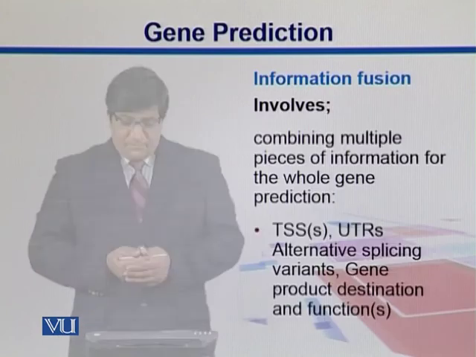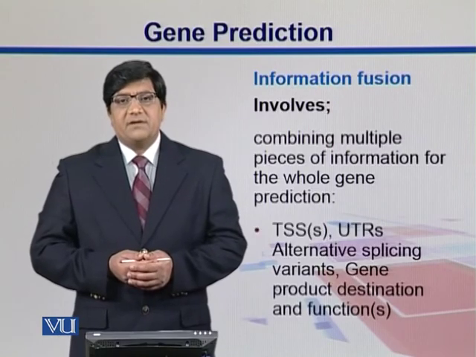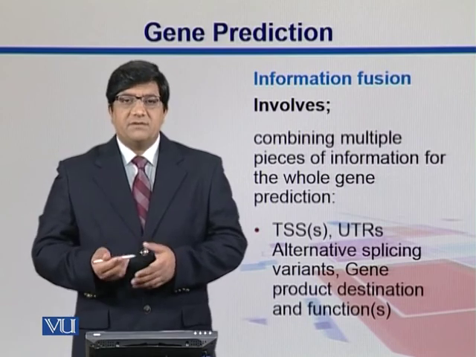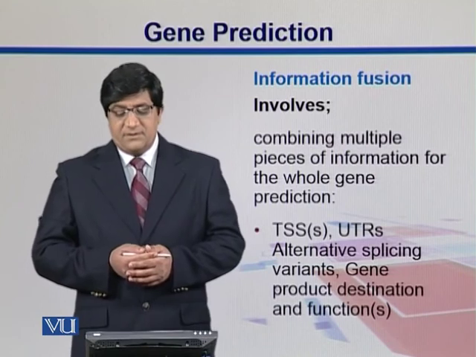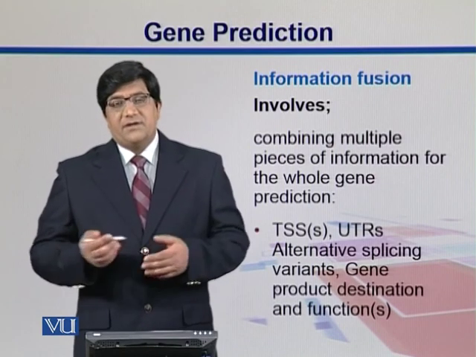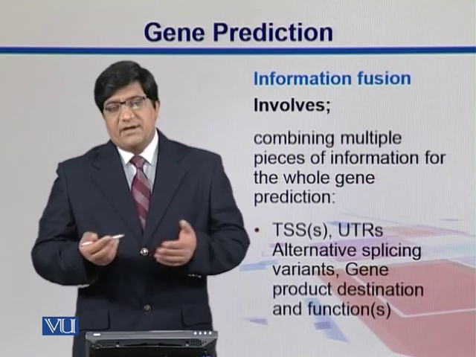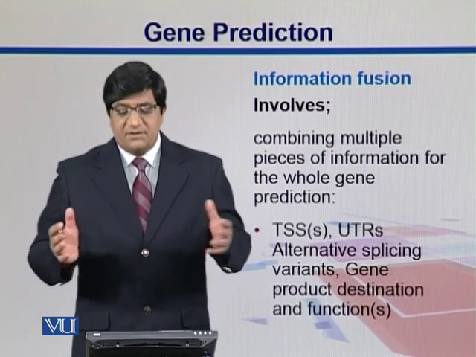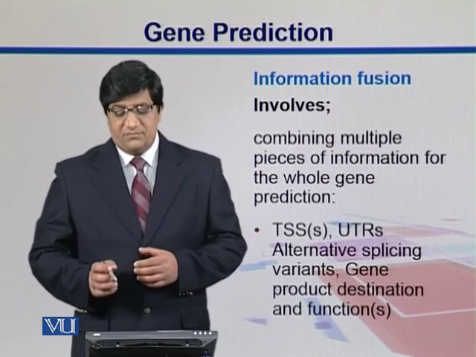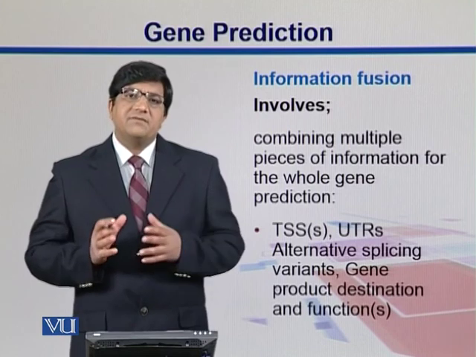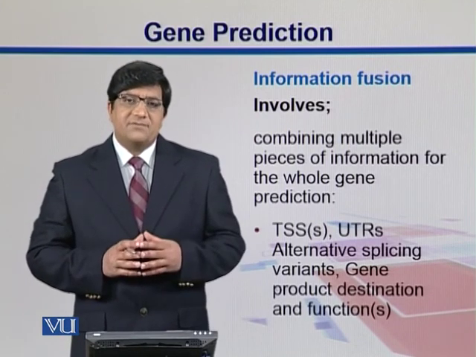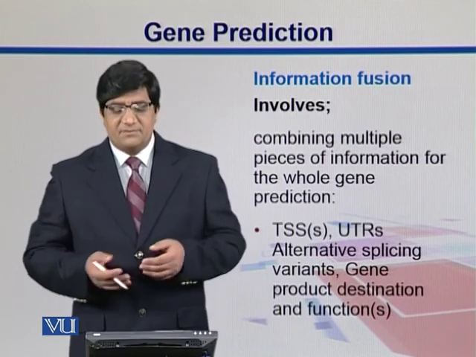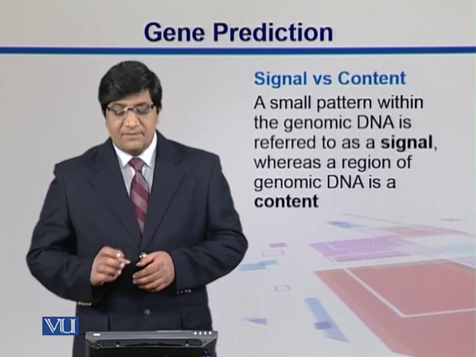We combine different pieces of information when we get the idea about these start sites, UTRs, different splicing variants and these donor and acceptor sites. We put them together, and this is called information fusion. We get different pieces of evidence by looking at these different patterns, or signals, and these signals help us identify the genes.